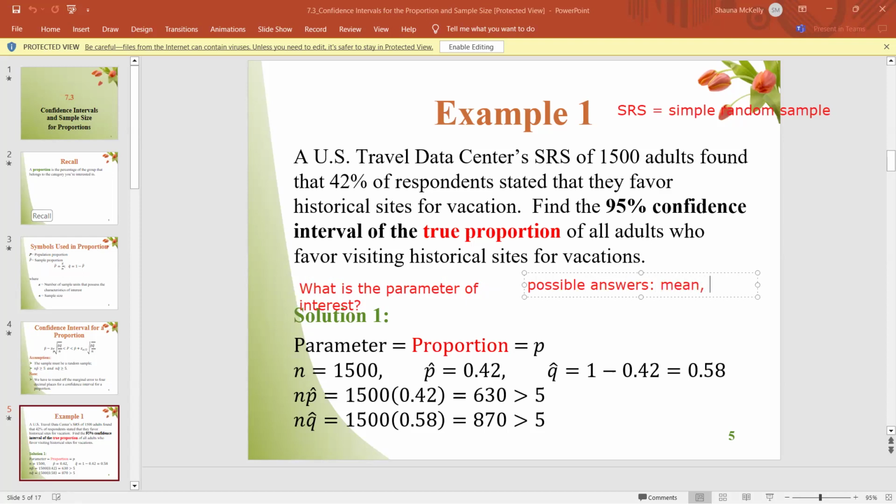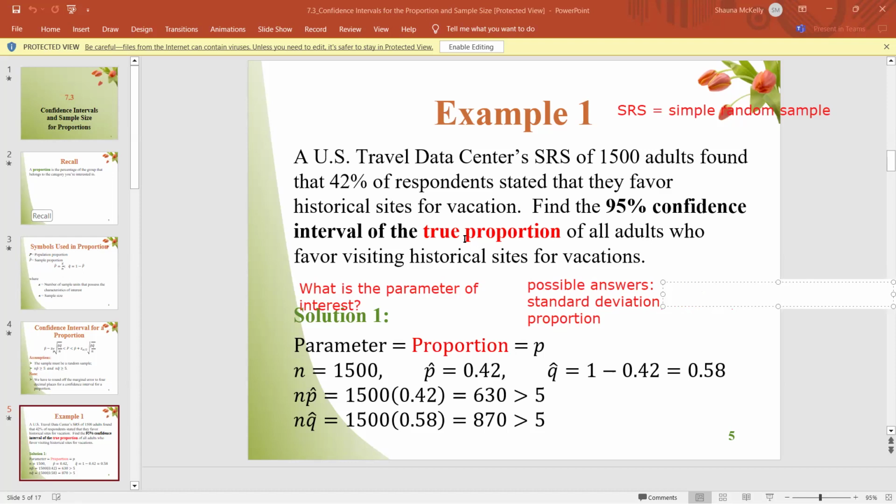The mean, the standard deviation, which we haven't gotten to yet, we'll get to that in 7.4, the variance, which is also in 7.4, as you might imagine, because they're related, and the proportion. So when she asks you what is the parameter, your possible answers are going to be one of these: the mean, the standard deviation, the variance, or the proportion. Remember there are 2 ways to get the mean.